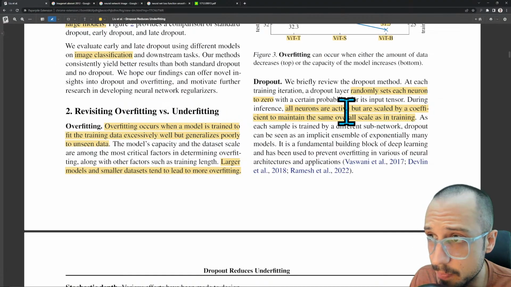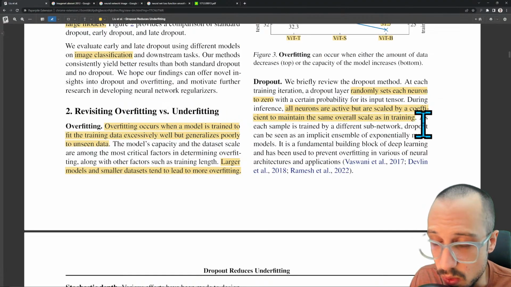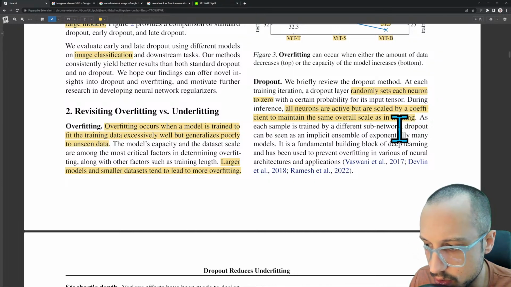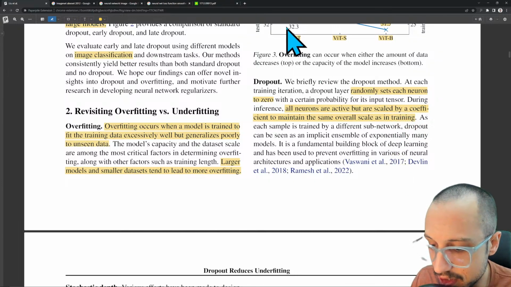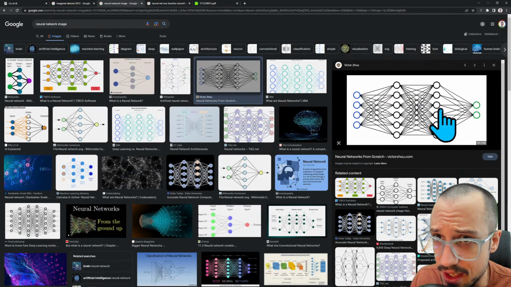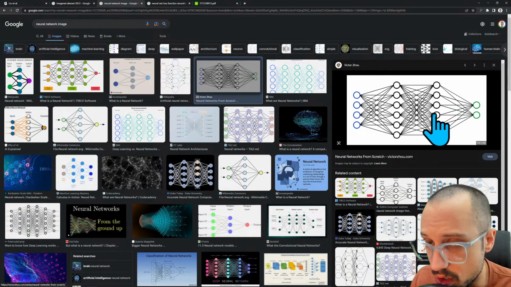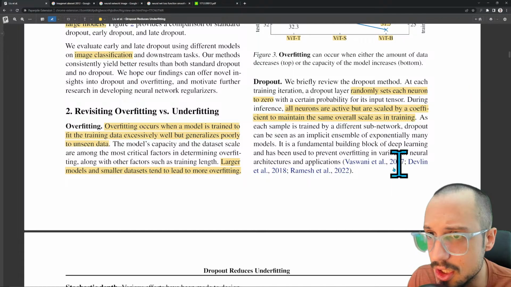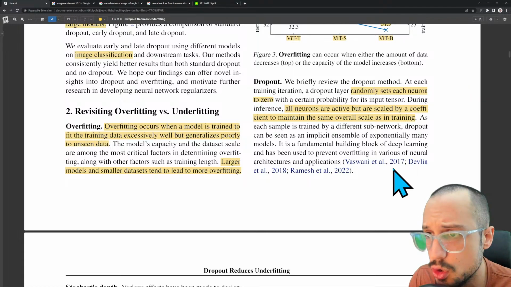So what people do is they scale it. When they actually do inference, they scale the output of the neurons based on how much dropout they were doing in training, just so that the neurons aren't flooded, I guess is the analogy I'm using here, with too much signal.